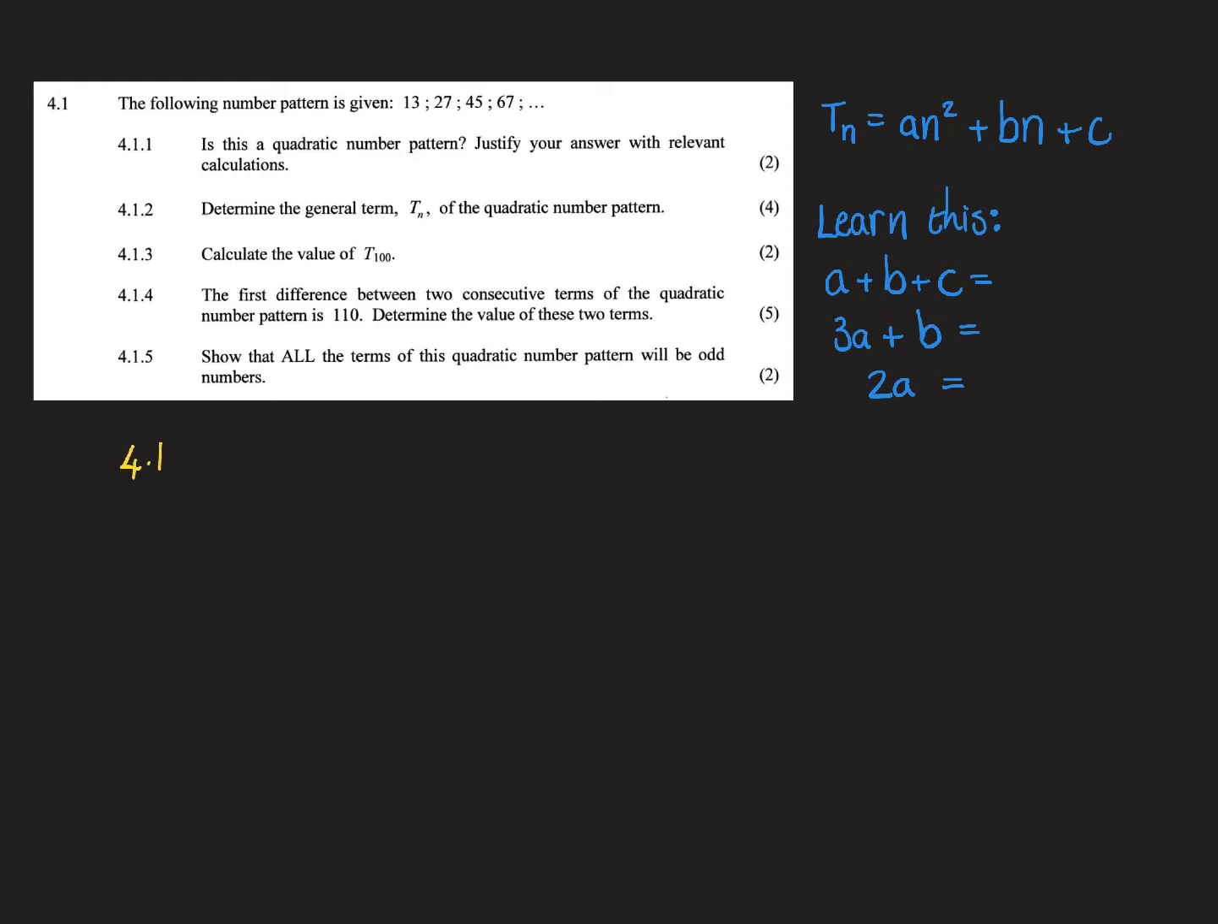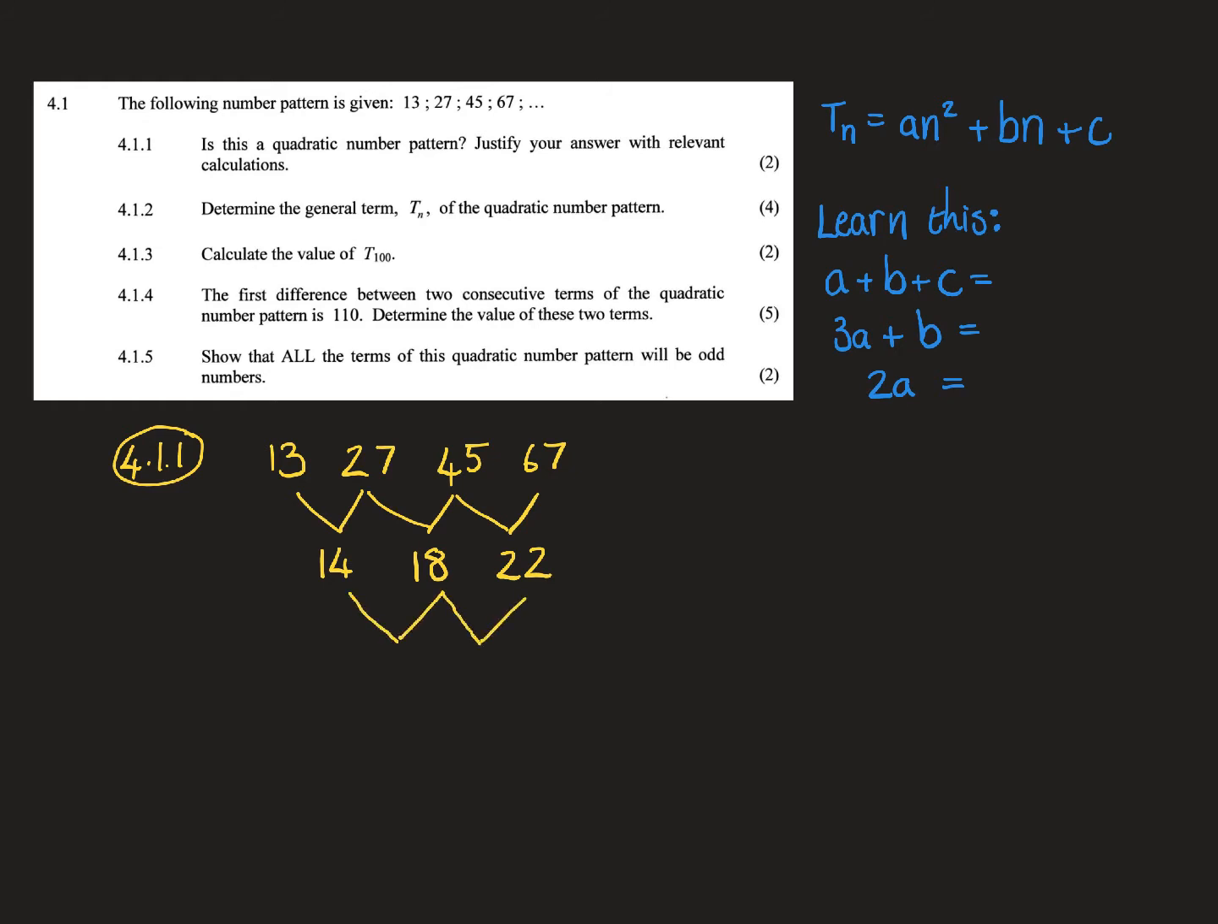The main characteristic of a quadratic number pattern is that you have a constant second difference. So if I'm looking at it, I've got 13, 27, 45 and 67. The first difference between the first two is going to be 14. And then between the next two, that's going to be 18. And then those two will be 22. And as we can see, there isn't a common first difference, but if we take it to the second level, and that's where second difference comes from, we've got a constant second difference of 4.